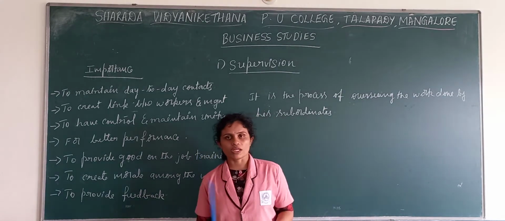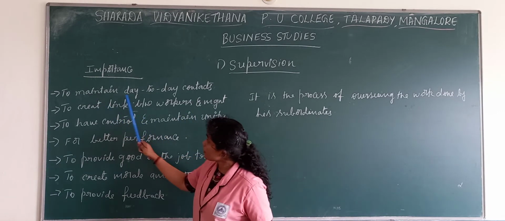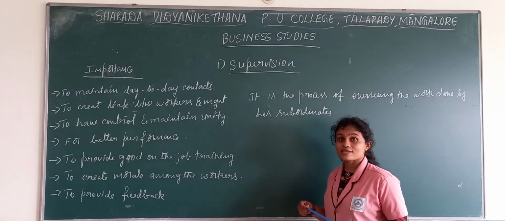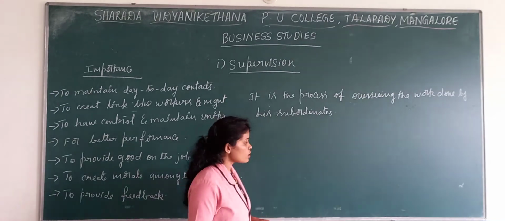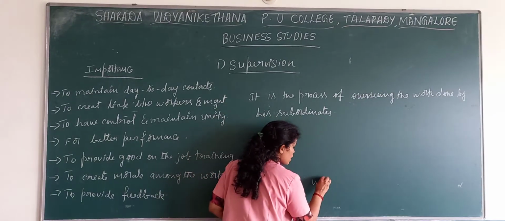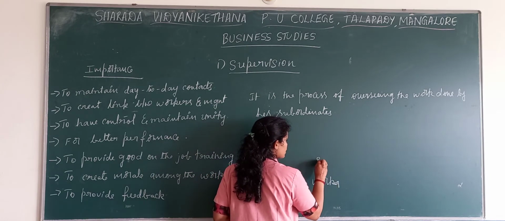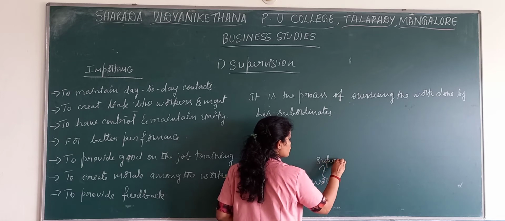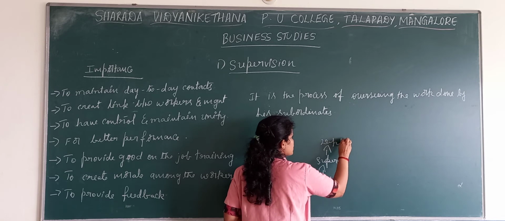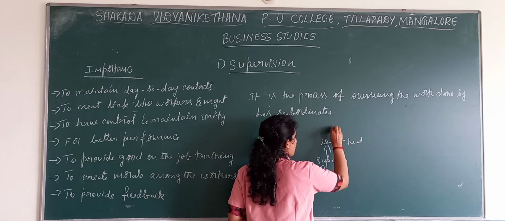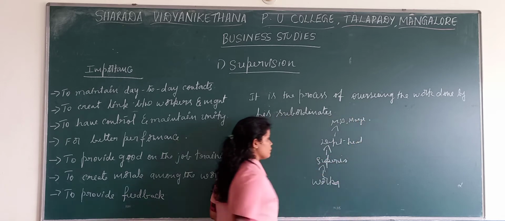Now we will go through one by one what those importance points are. The first one is to maintain day-to-day contacts. With whom? As I said, supervision comes just above the workers. Here come the workers, just above them comes the supervisor, and then come the departmental heads, managers or MD.